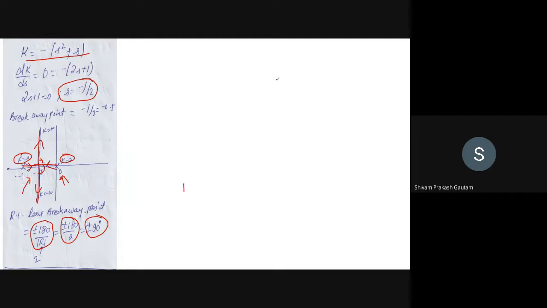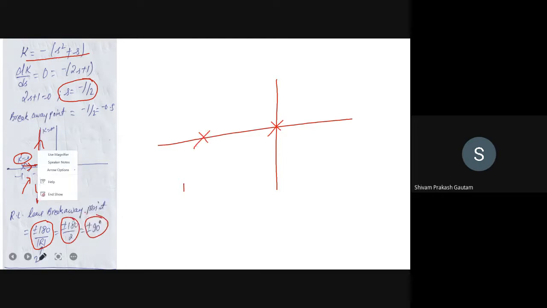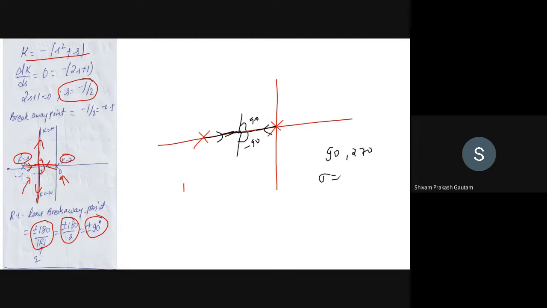So if I can draw it here, just pay attention. One pole is here, another pole is here. One branch is coming like this, another branch is coming like this. We are having a breakaway point. This is plus 90 degree. This is minus 90 degree. The angle of asymptote we have calculated, 90 and 270, and we have to also calculate the centroid because we need to have some point to draw that angle of asymptote.